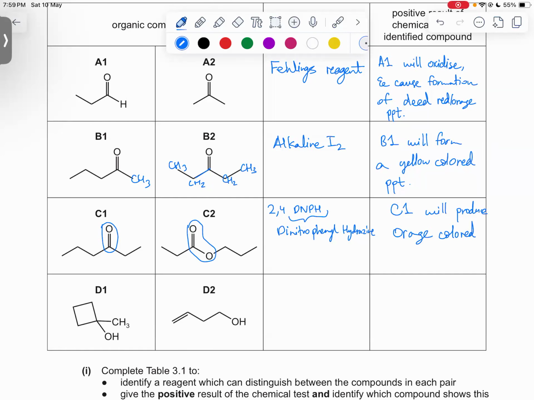The dinitrophenyl hydrazine gives a positive test for carbonyl carbons, which are aldehydes and ketones. Okay? So an orange colored precipitate.